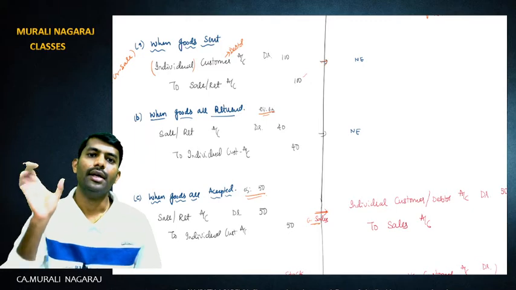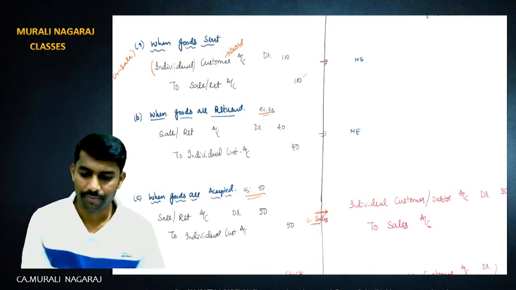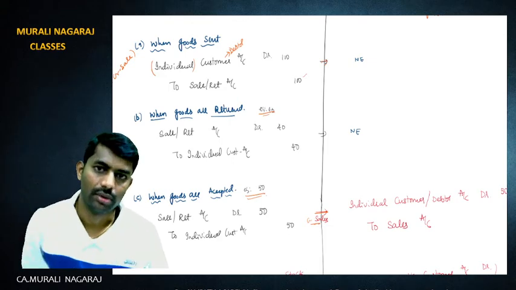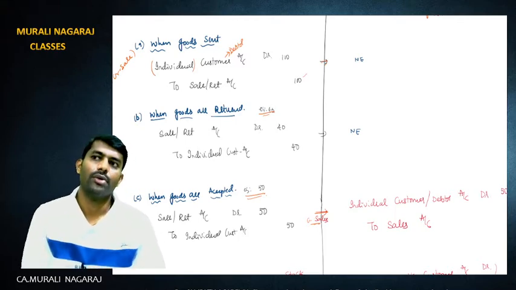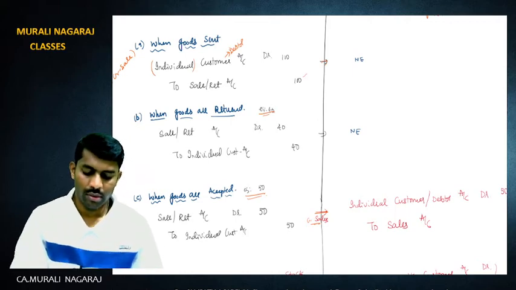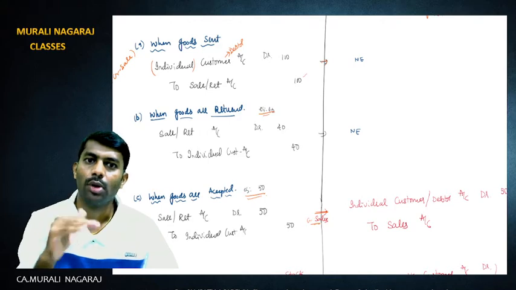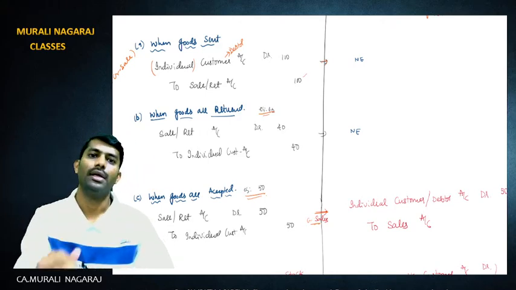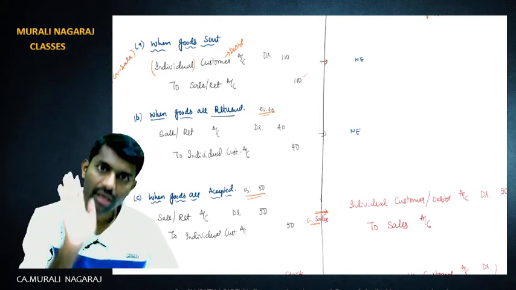It is an individual customer account debit, or debtor account debit, to, instead of sales, sale or return account. Please keep in mind, I am not opening the sale or return account in the normal ledger. That ledger is also a dummy book. So the sale or return day book as well as the sale or return ledger are both dummy books.